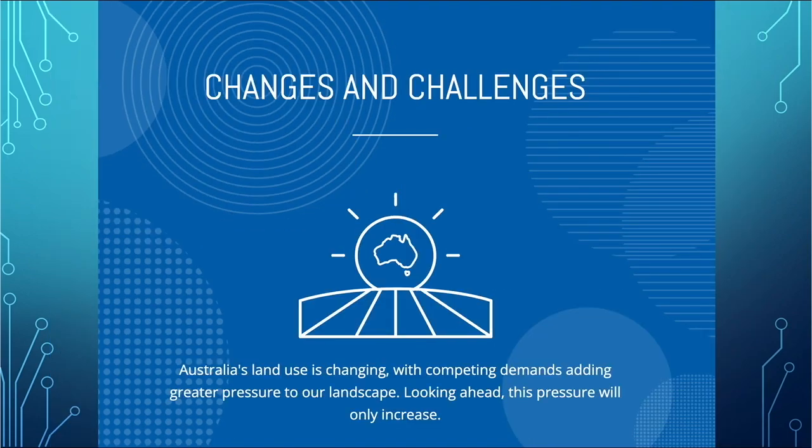So the changes and challenges are that Australians' land use is changing, with competing demands adding greater pressure to our landscape. So looking ahead, this pressure will only increase. But this is our choice, and this is a choice we need to make individually. And it's shown scientifically that our food choices are the biggest way we can actually change that. So many countries are already subscribing to this. Lots of people are moving on this because they're researching it and the governments are saying it. And in Australia, we don't really hear about this much, if at all. So that's something that we now know and we can pass on to our mates and we can make those changes. And I believe it's possible to do. We can all do it. We all have that power.